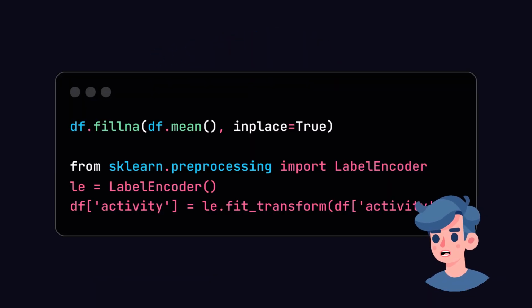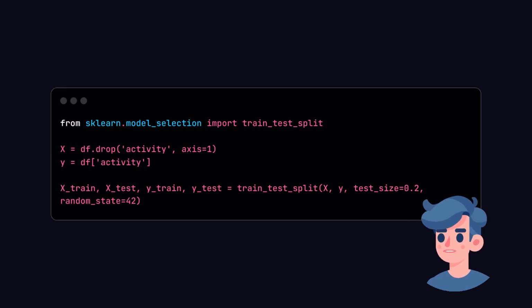Next, we need to pre-process our data. Cleaning and preparing the data is crucial, as any inconsistency can lead to inaccurate predictions. Here's an example of how to handle missing values and encode categorical variables. In this segment, we're filling missing values with the mean of the respective columns and encoding our target variable, activity. Next, we need to split our dataset into training and testing sets to evaluate our model's performance accurately.